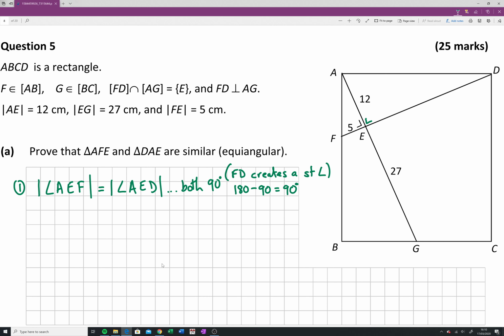Of course, we're going to have to come up with three things. We're going to have to say this angle equals that angle, the other angle equals the other angle, and the remaining angle equals the remaining angle. So which one is which? I guess we've got a choice here.